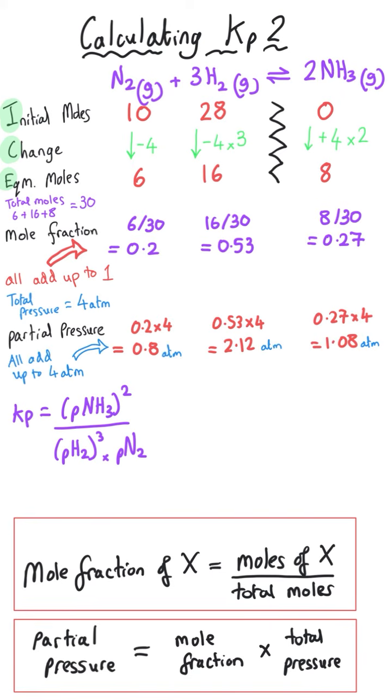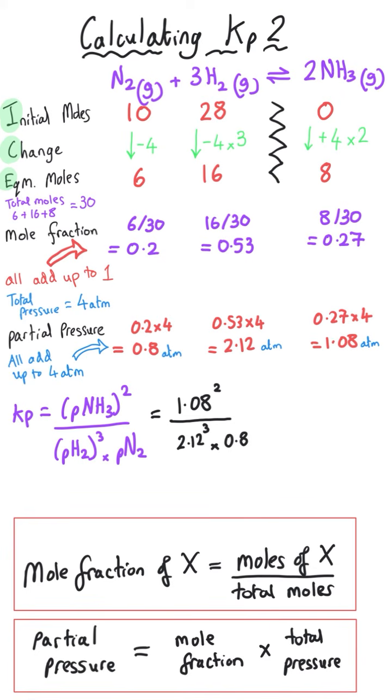Now we've got our partial pressures, we need to work out the Kp expression. So that will have the products on the top, remember. So the partial pressure of ammonia squared divided by the partial pressure of hydrogen cubed, because of that 3 in the equation, multiplied by the partial pressure of nitrogen.